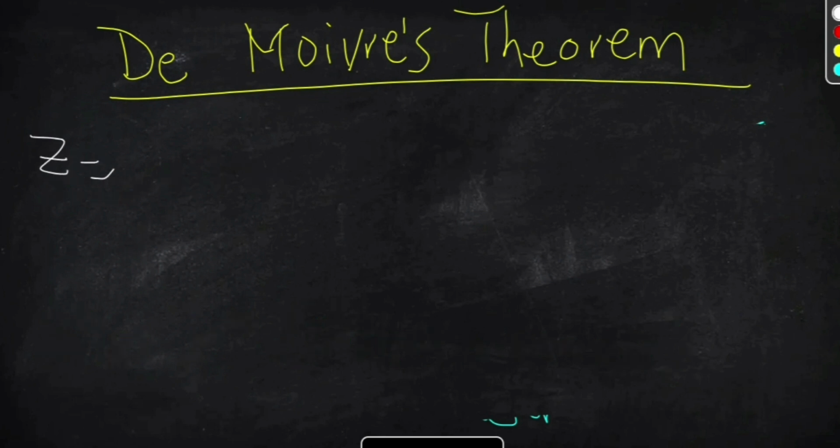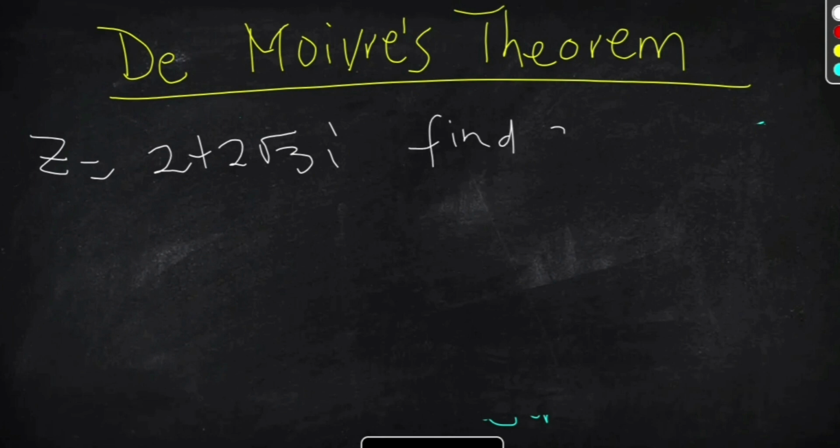Given that z equals 2 plus 2 root 3i, find z exponent 5. The very first thing we need to do in the solution of this is to convert this to polar coordinates, and by converting to polar coordinates we need our radius and we need our angle.